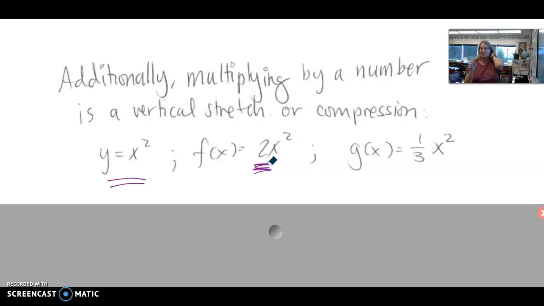So from the vertex, you're going to go over 1, and instead of going up 1, you're going to go up twice that. You're going to go up 2. Instead of going over 2 and up 4, you're going to go over 2 and up 8 from the vertex. So this is called a vertical stretch of factor 2.